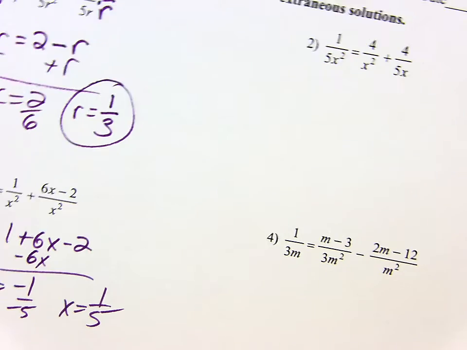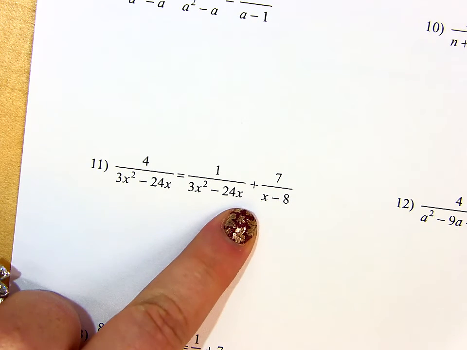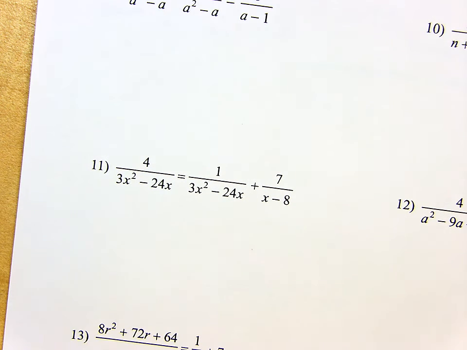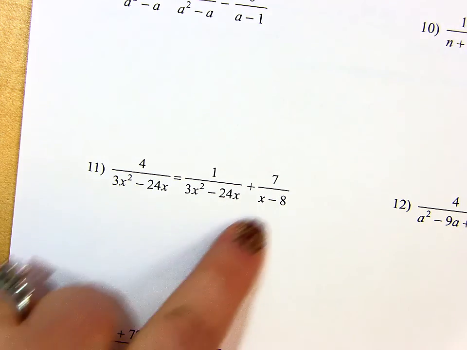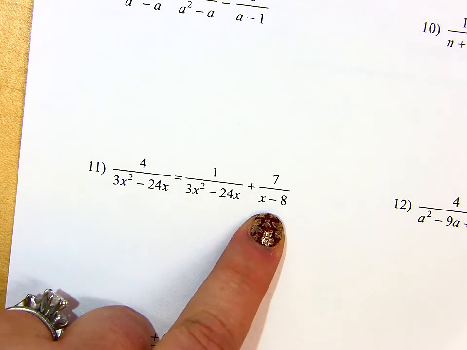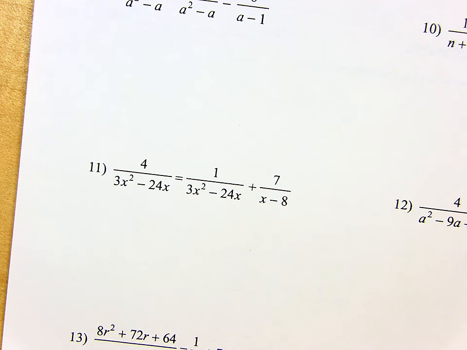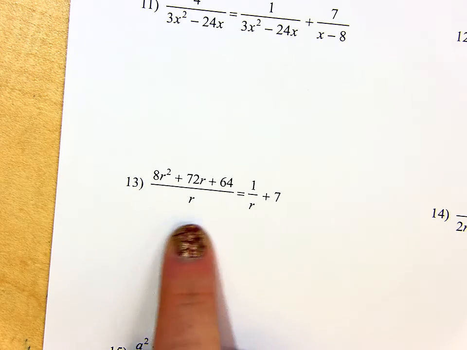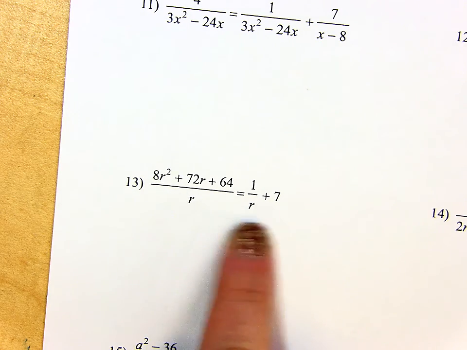There's actually another little bit of terminology. What I just asked you here on number 11, we would call 8 an excluded value. So if you were taking, say, the MCAS exam and they said, state an excluded value for this equation, you could say 8. An excluded value is a number that you can't get because it would turn something into, in this case, a 0 in the denominator. So 8 is an excluded value. 13 would have 0 as an excluded value.